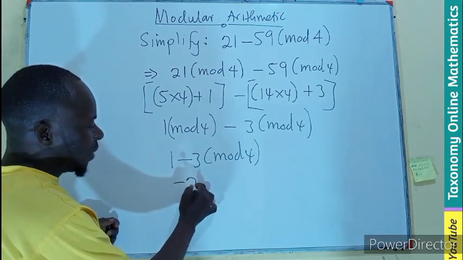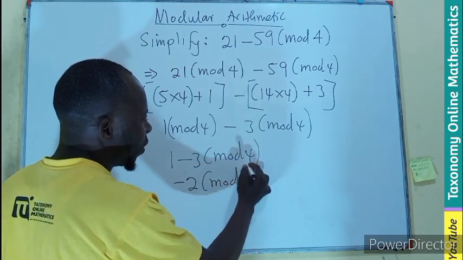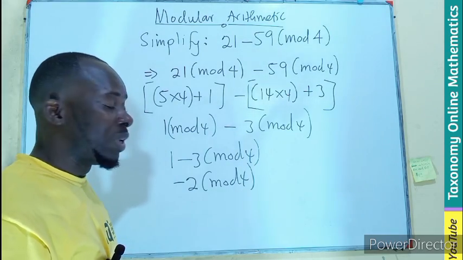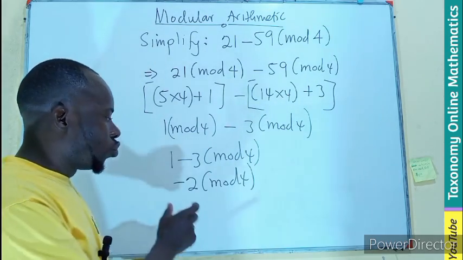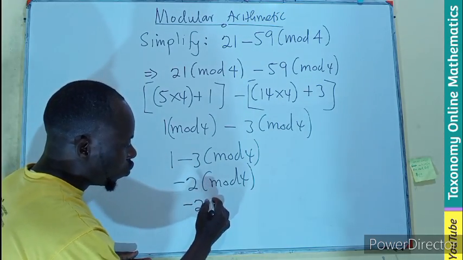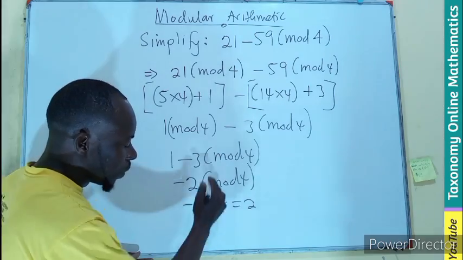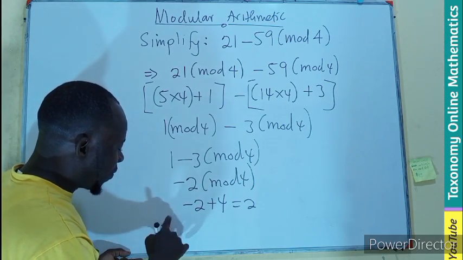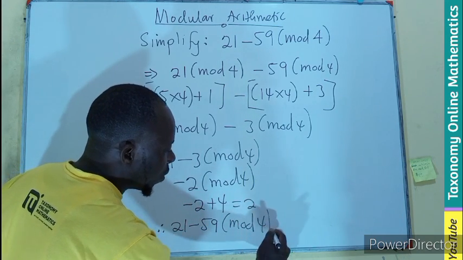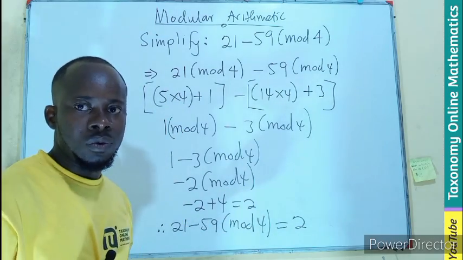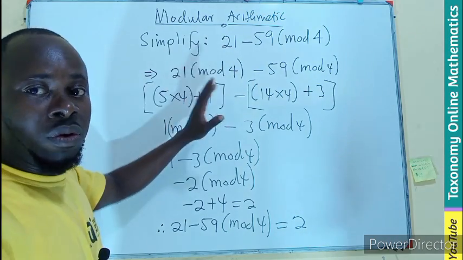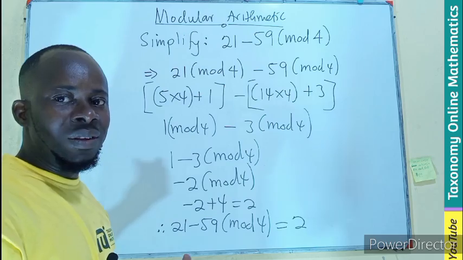This will give you minus 2 in the mode of what? 4. Remember our last episode on the negative modulus. We said we can add the mode to the negative number until you get a positive value. So this will be minus 2 plus 4. That will be 2. Meaning the answer will be, therefore, 21 minus 59 in the mode of 4 will be nothing but what? 2. So this is what the answer will be if we were to perform the subtraction based on the mode on each term. We arrive at this value.